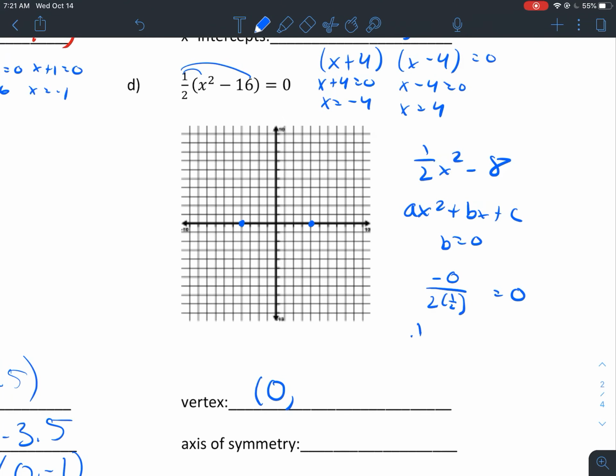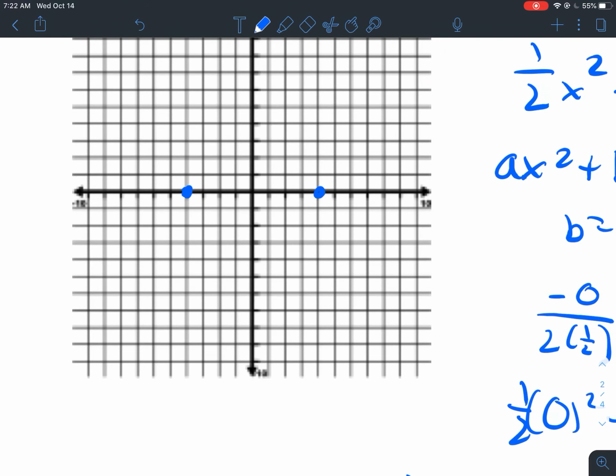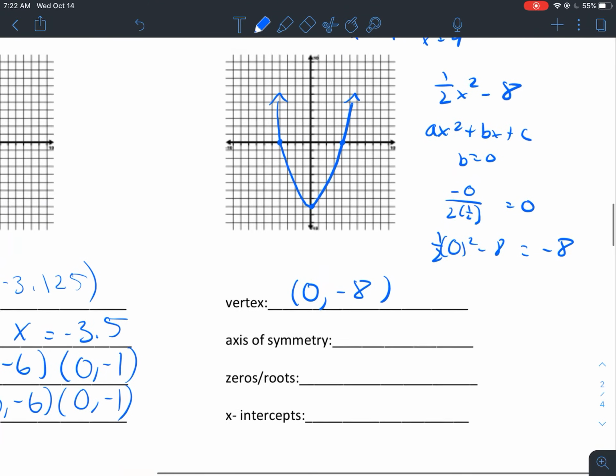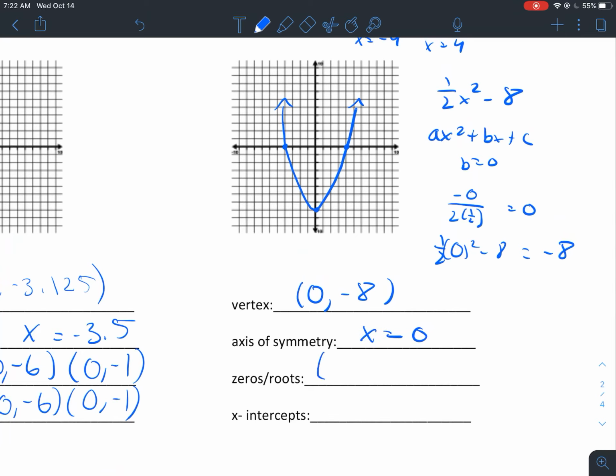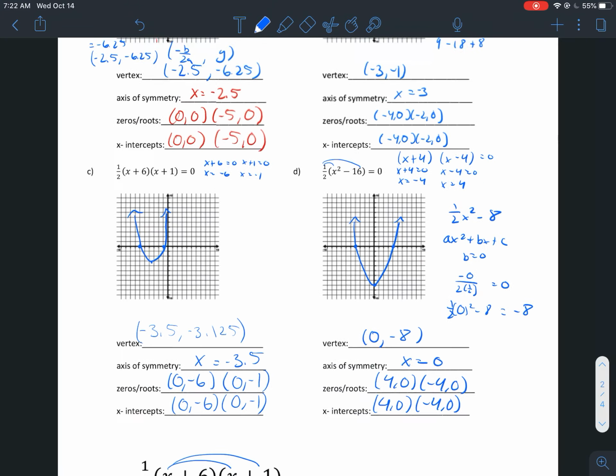So now we plug in a 0. We get 1/2 times 0 squared minus 8, which is negative 8. So we go 1, 2, 3, 4, 5, 6, 7, 8. Wow, I can't draw these today. There we go. That is our parabola. Looks kind of more V-ish, but that's okay. The axis of symmetry is at x equals 0. Our roots are 4, 0 and negative 4, 0, and our x-intercepts are 4, 0 and negative 4, 0.